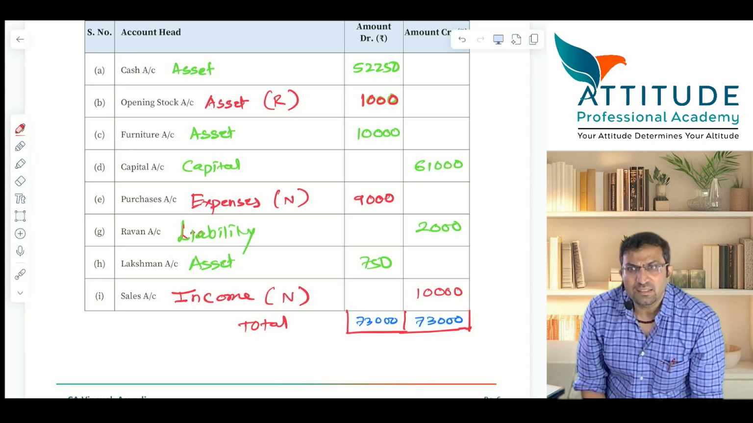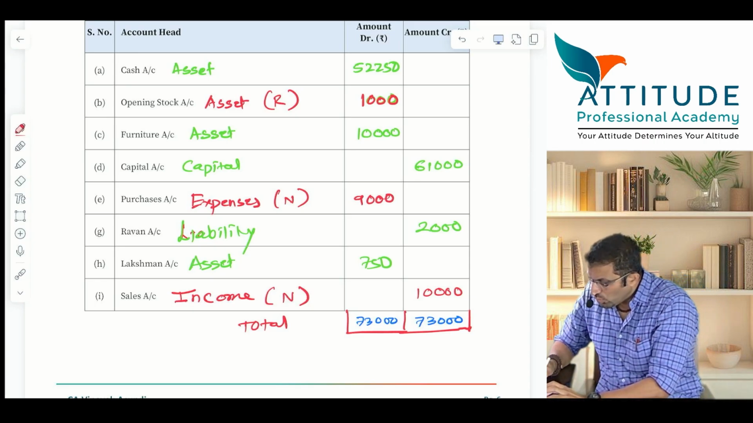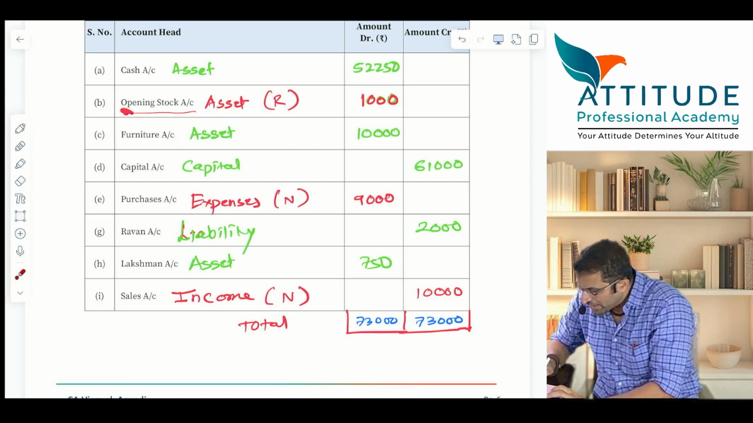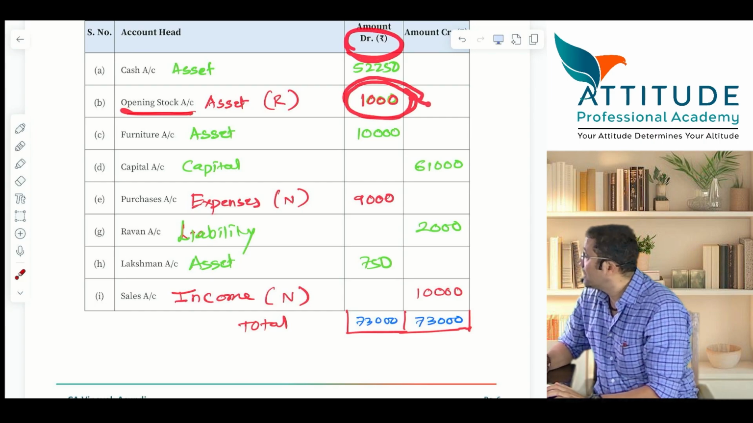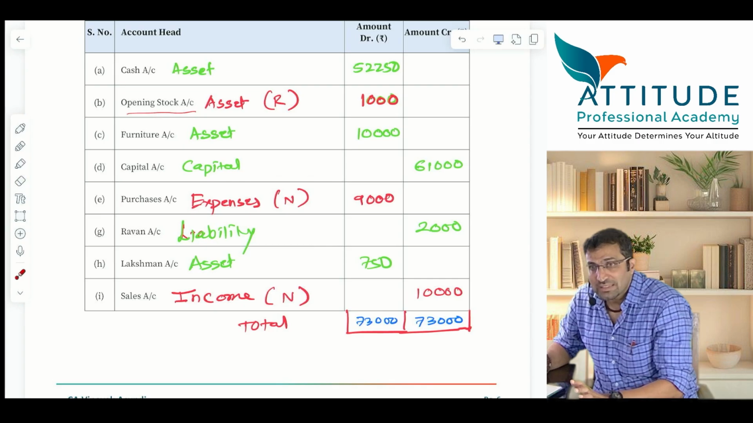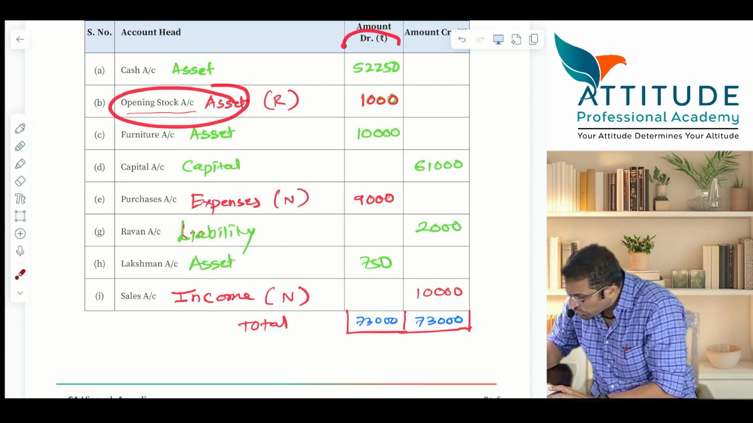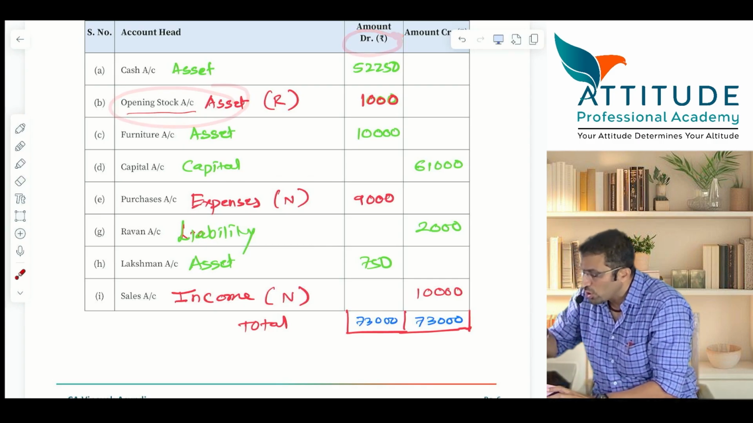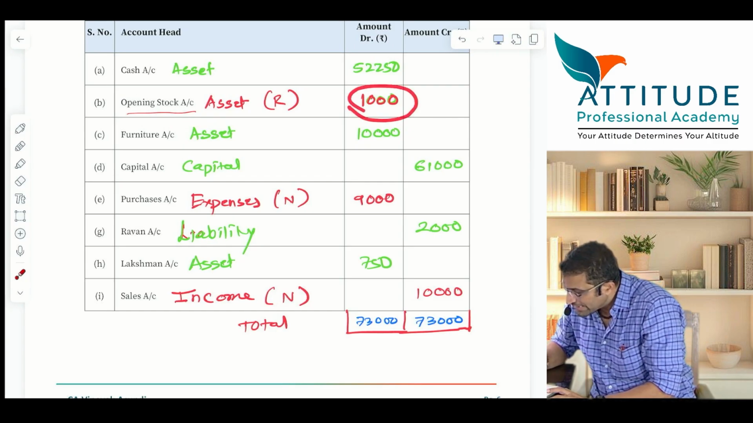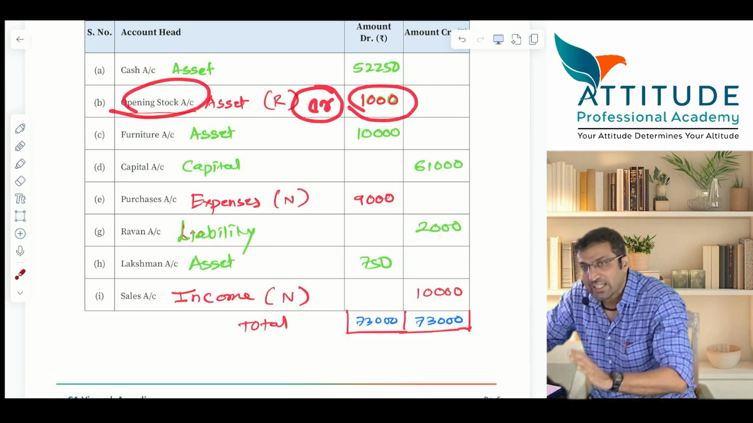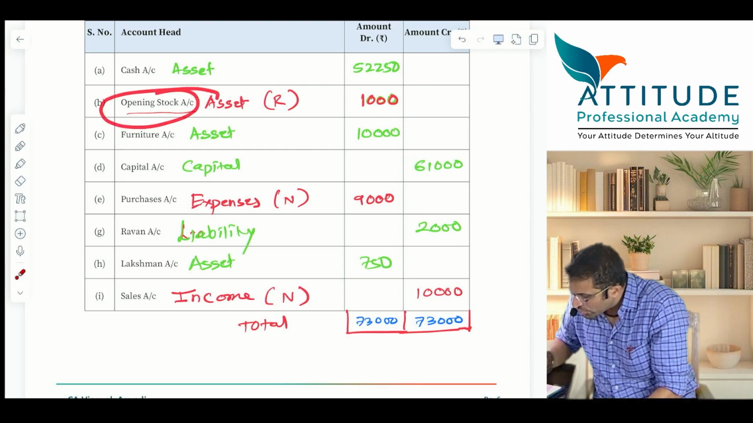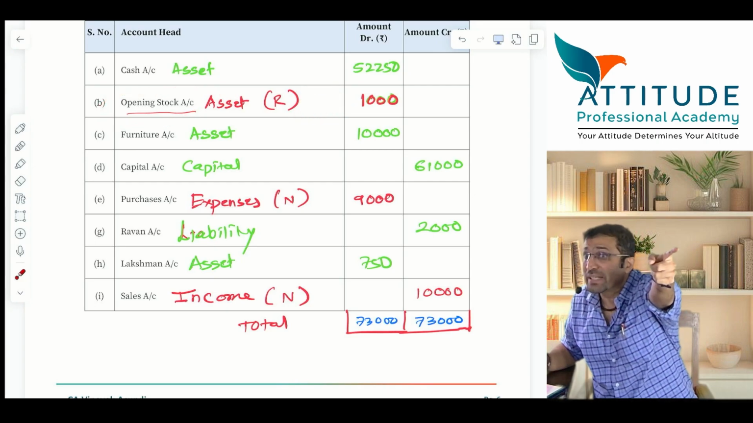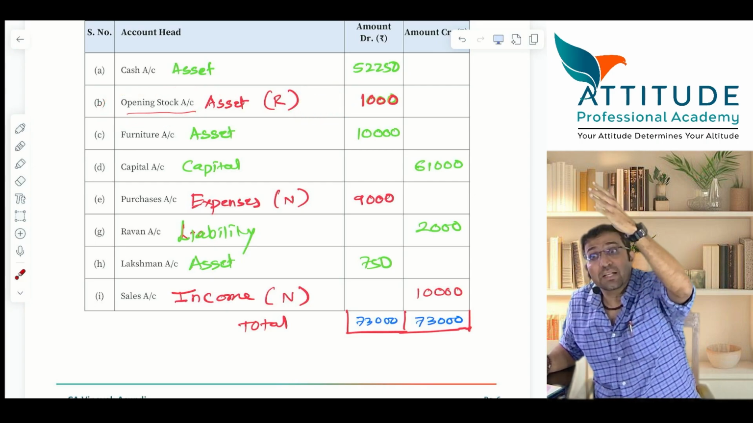Look at opening stock. I ask you a question: opening stock account is showing what balance? Debit balance of how much? Very good, debit balance of 1000. This opening stock is right now showing a debit balance of 1000. It should get closed, means it should get credited. If you credit this account, it will close automatically because it is showing a debit balance. So opening stock should be credited, means some other account should be debited. That other account is nothing but trading account.